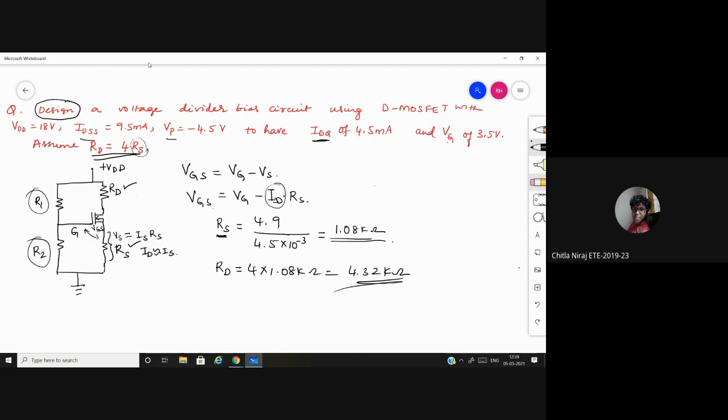The KVL equations. KVL, to which part you are going to apply KVL? Sir, you can apply KVL twice, sir. One to the upper loop and one to the lower loop. But you don't know what is VG and VD.